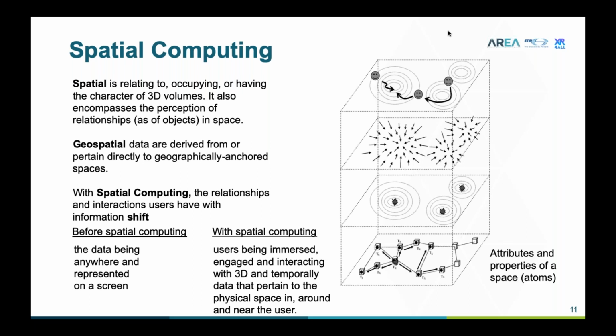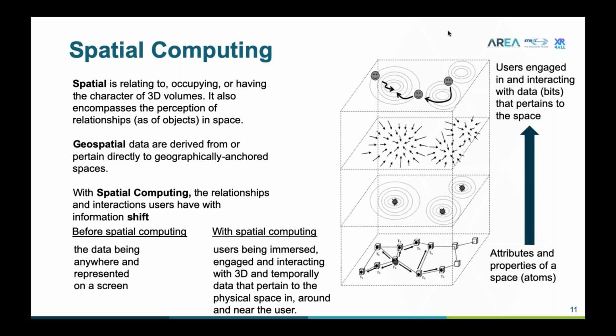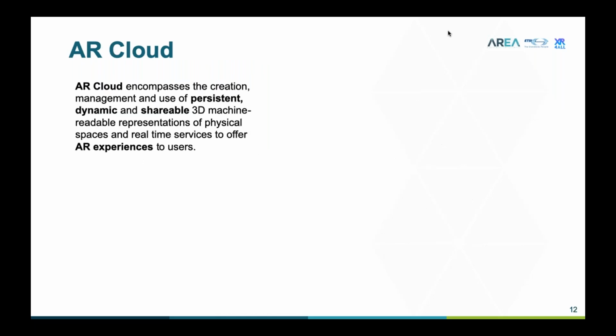To show a visual, at the bottom of this figure, which is an abstract figure, not intended to be an engineering diagram or a stack, are the atoms, the physical world and reality, and the space has attributes and properties. And then with spatial computing, users are in that space and can interact with the data that's in the space pertaining to that space. So that's the second concept.